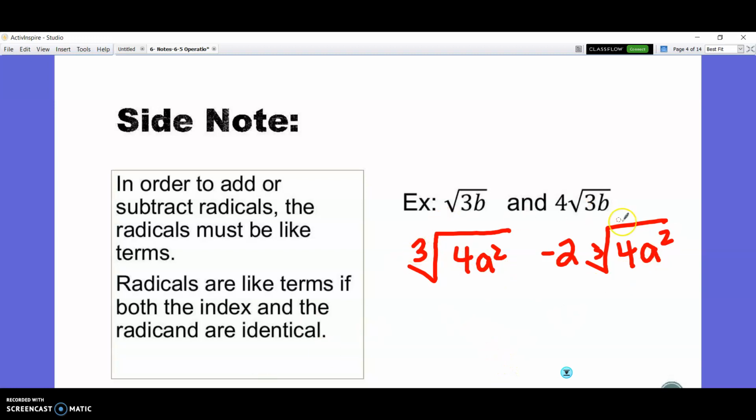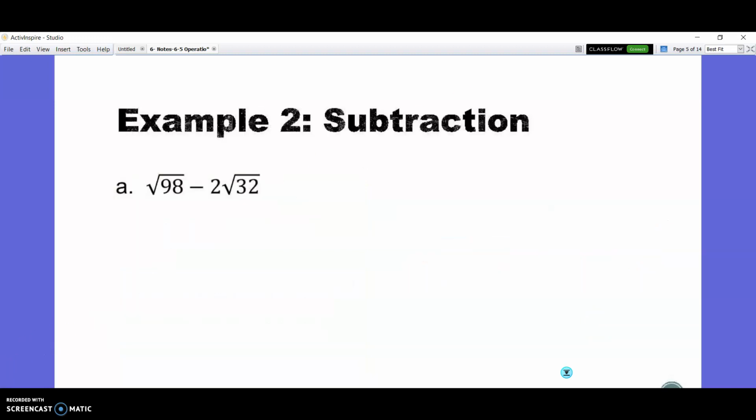If either one of these is not the same, if the index is different, or if the radicand is different, then they would not be like terms, and you would not be able to add or subtract them to combine. Okay, so here's a subtraction. We're subtracting the square root of 98 minus 2 times the square root of 32. So the index is the same, it's 2 and 2, but the radicand is different.